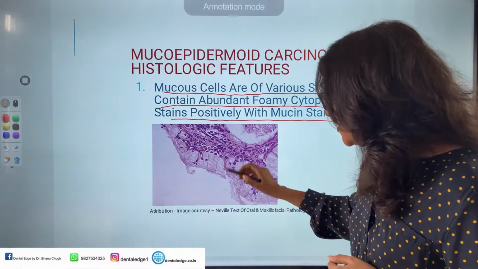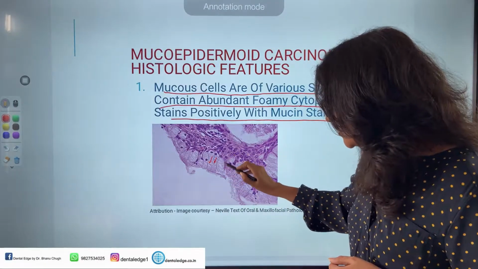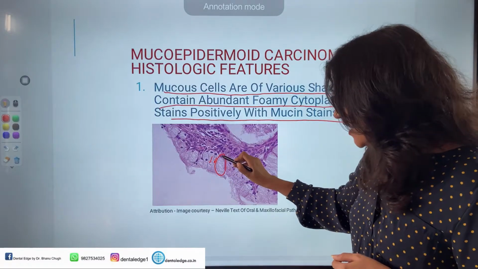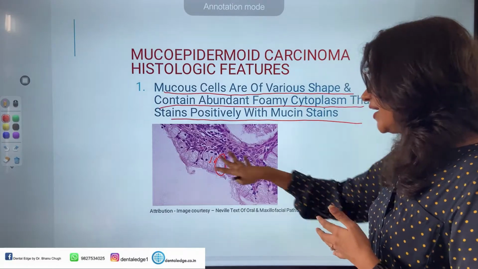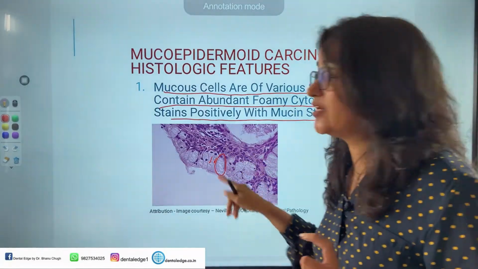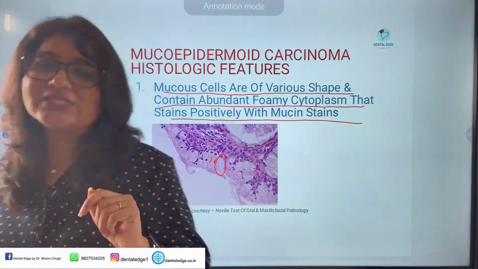If we see this image, these are the mucus cells. Can you appreciate these large cells and the nuclei towards one end because they were filled with mucin, and their foamy cytoplasm is present. This is a mucus cell, right?